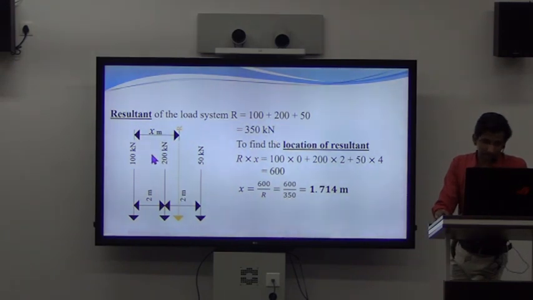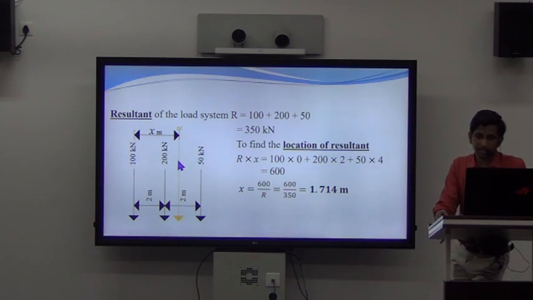So for this, I am arbitrarily assuming that my resultant R is acting at a distance of x units to the right of my 100 kilonewton load. This is just an assumption. You can take any of the loads as you like, and you can assume that our resultant is acting at a distance of, say, x units.